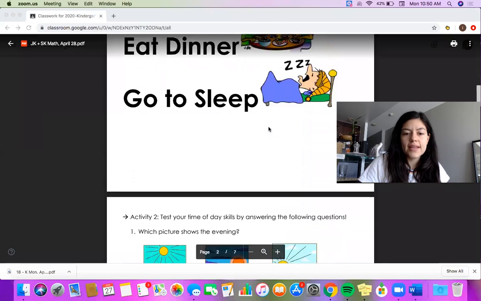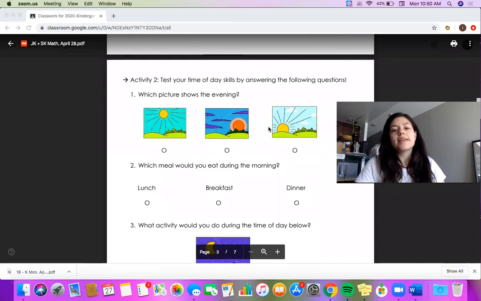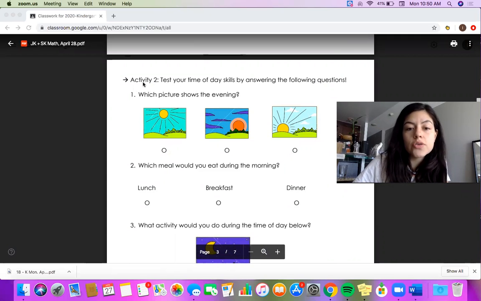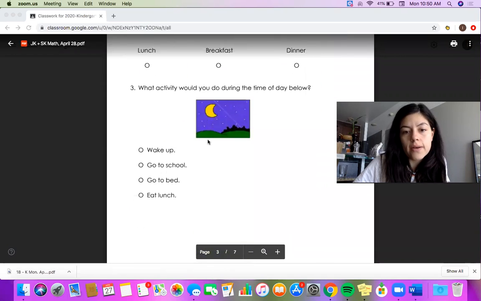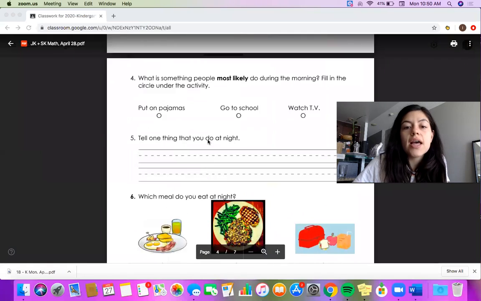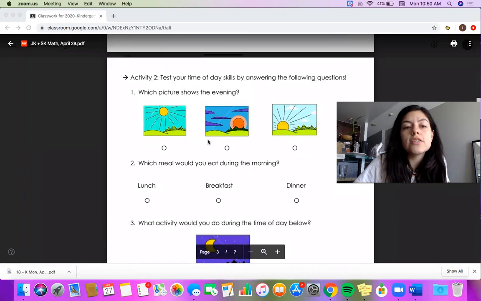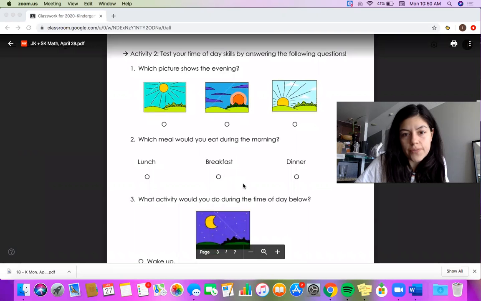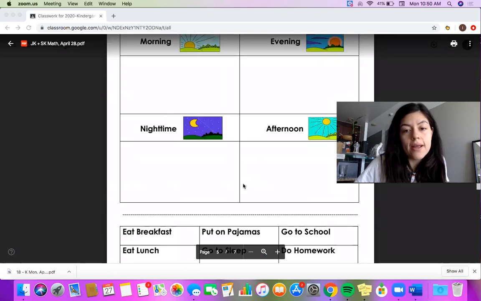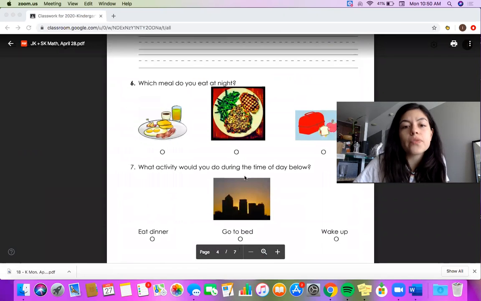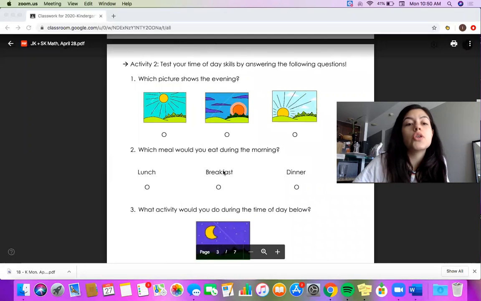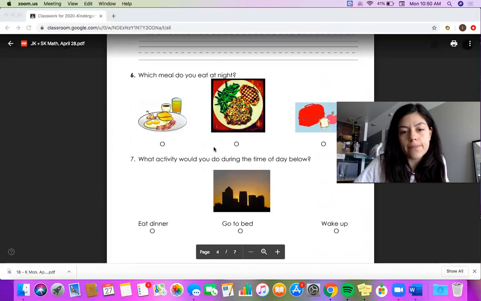Okay, let's go check out the activities now. Now, same as yesterday, SKs and JKs. For activity 2, there are 3 pages. There's 1, 2, and 3 pages, okay? JKs, you only need to do the first page. If you want to challenge yourselves and do a second or third page, you can, but those are just challenge activities for you. JKs, you are only responsible for doing the first page. And SKs, you are responsible for doing all the pages here.